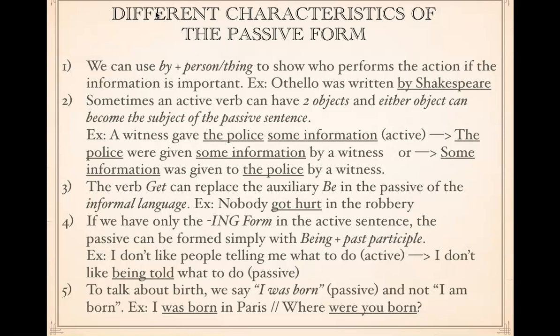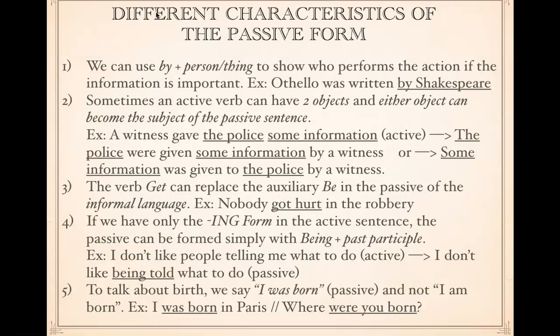Then we can use the verb "get" to replace the auxiliary "be" in the passive in informal language. So, for example, we can say "Nobody was hurt in the robbery," but also "Nobody got hurt in the robbery."